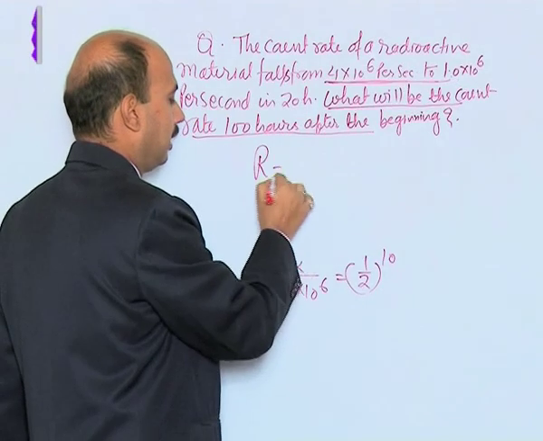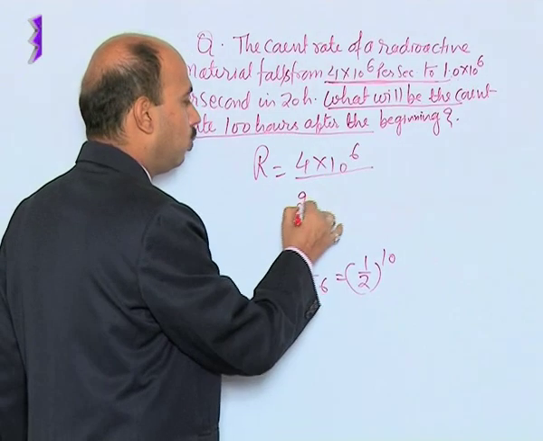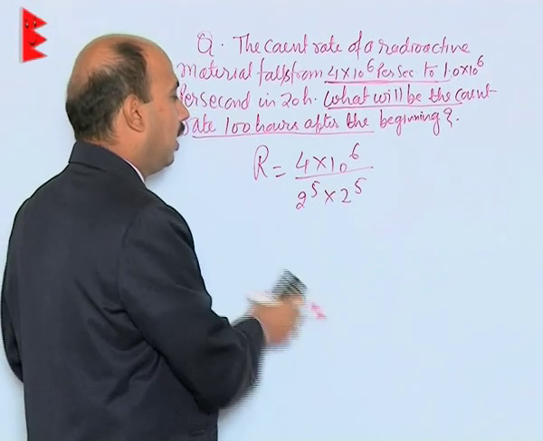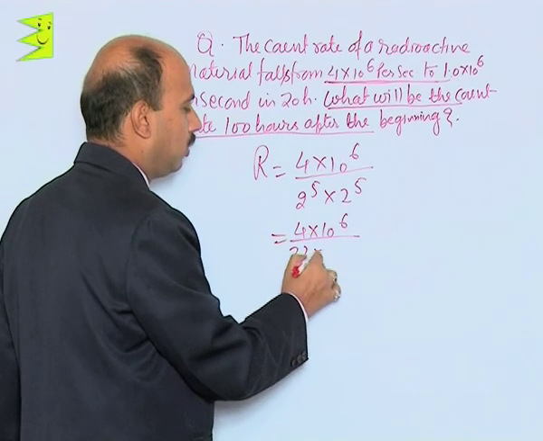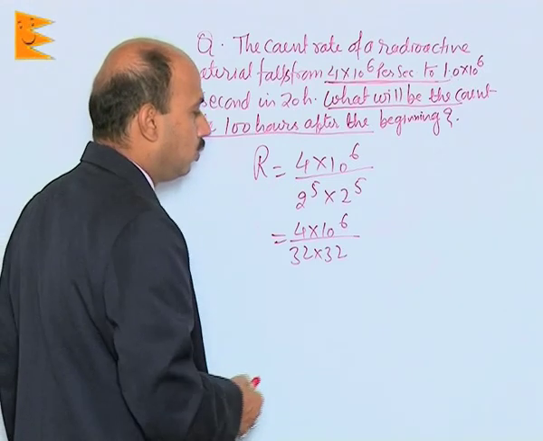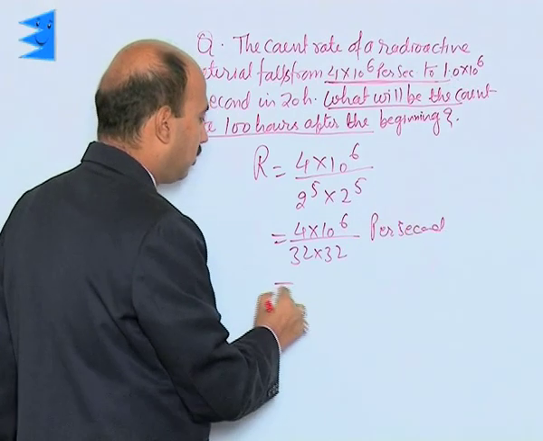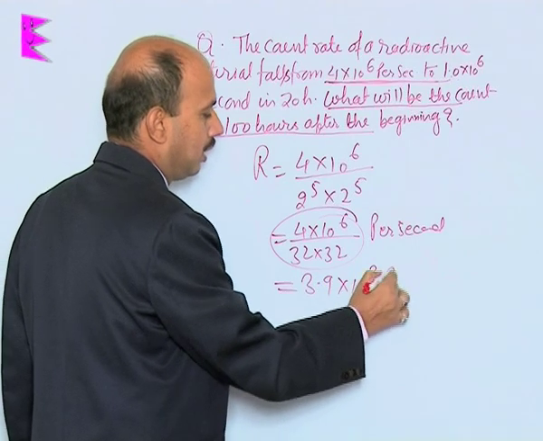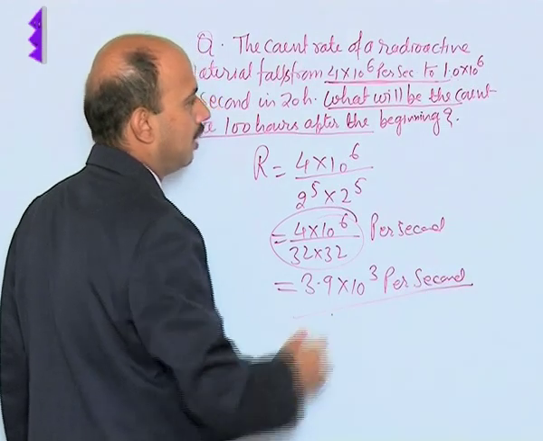So we can get R is equal to 4 × 10^6 upon 2^5 into 2^5, that is 2^10 only. And then we can solve it: 4 × 10^6 upon 32 into 32. You can also multiply directly. So when you solve 32 into 32, this is per second, and you get the answer approximately 3.9 × 10^3 per second. So this is the decay rate after 100 hours.